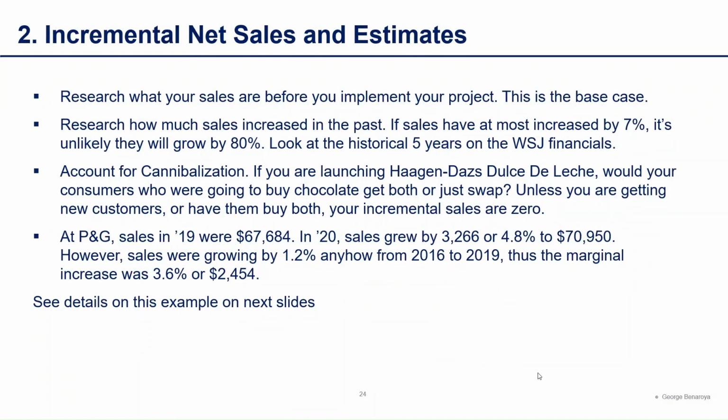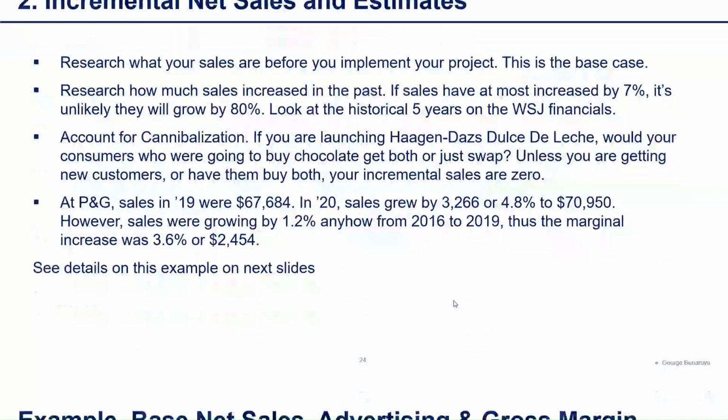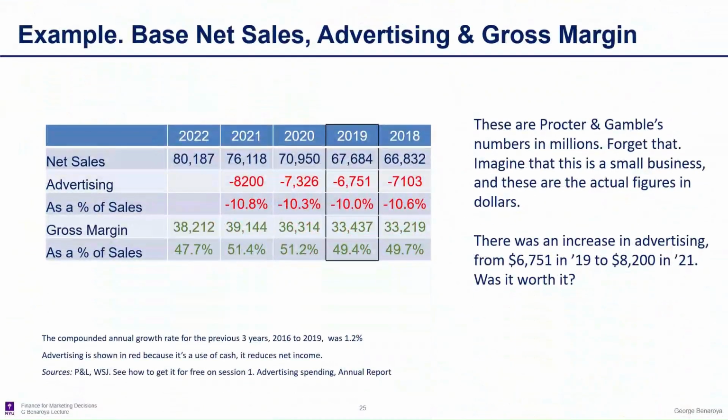Example-based net sales, advertising, and gross margin. These are Procter & Gamble's numbers in millions. Forget that. Imagine that this is a small business, and these are the actual figures in dollars. There was an increase in advertising from $6,751 in 19 to $8,200 in 21. Was it worth it?